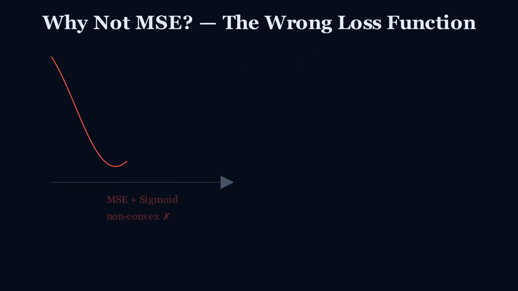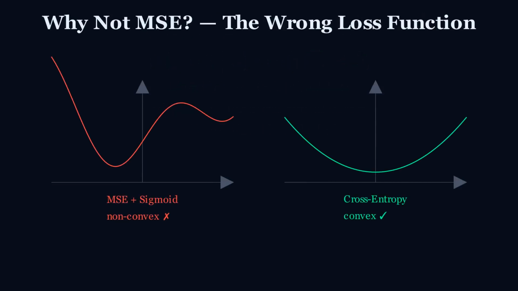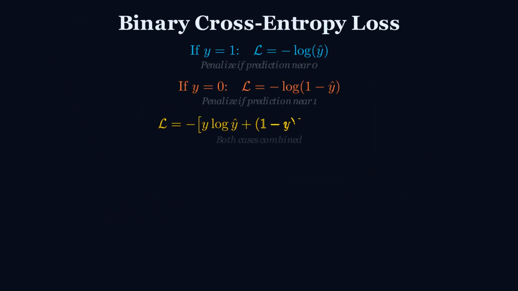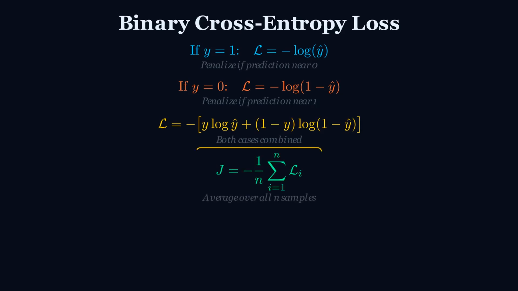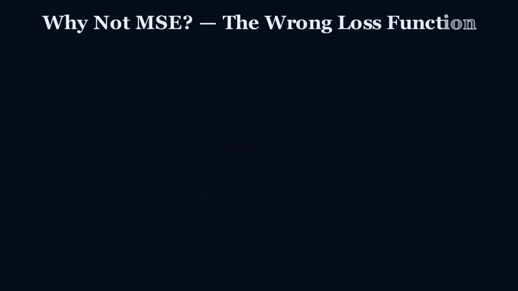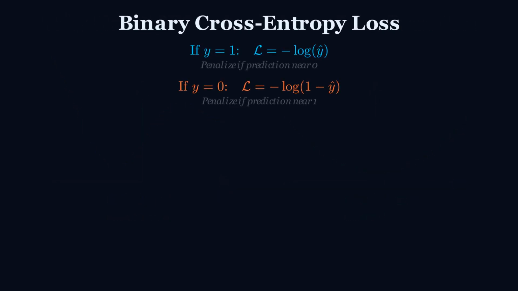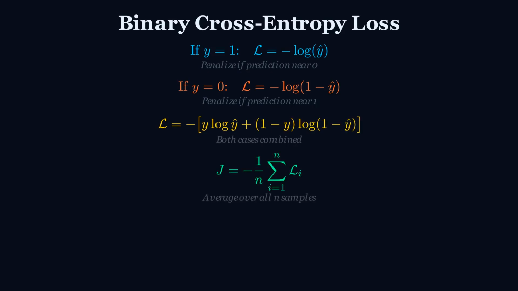How do we train the model? We need a cost function. The natural choice would be mean squared error, but this is a mistake. When you compose sigmoid with MSE, the resulting loss surface is non-convex. It has multiple local minima. Gradient descent cannot reliably find the global minimum. We need a convex loss function.